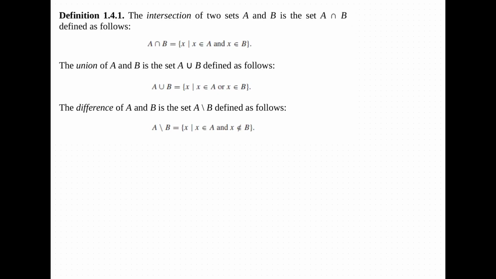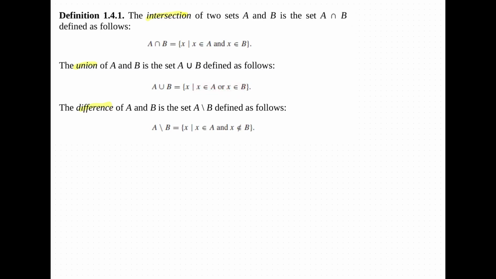So now let us return to sets themselves and define operations on sets. Namely, if we have two sets A and B, we can define their intersection, their union, and their difference. The intersection of two sets A and B is defined as those elements x such that x is in A and x is in B. The union is defined as those x's such that x is in A or x is in B.